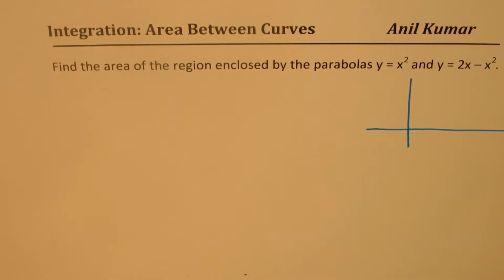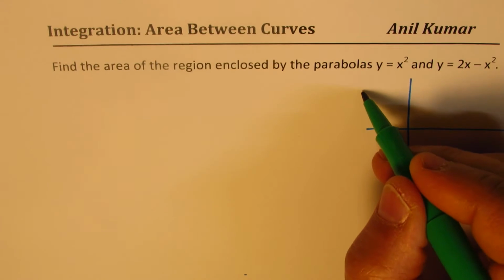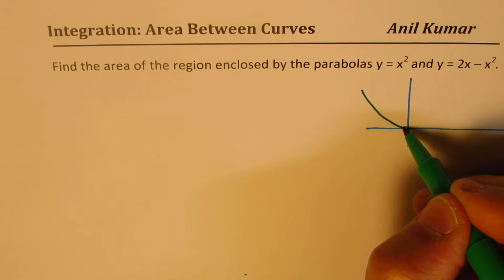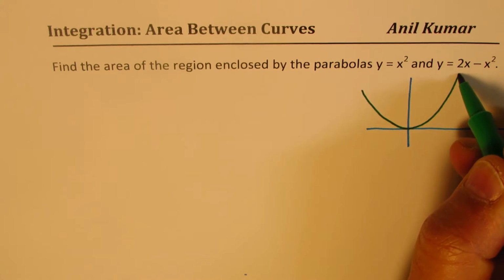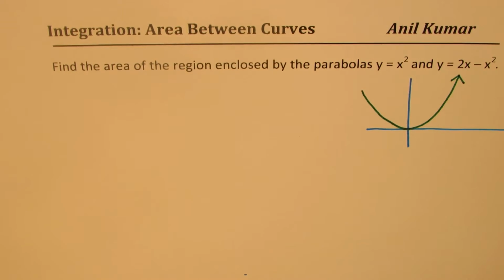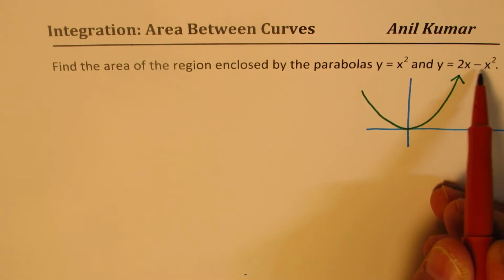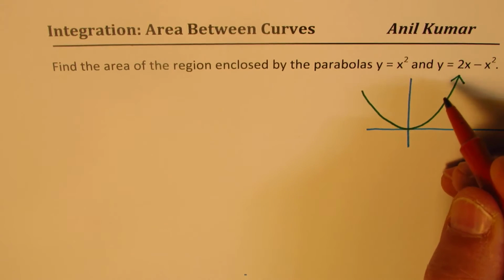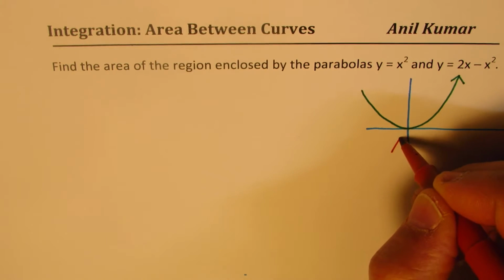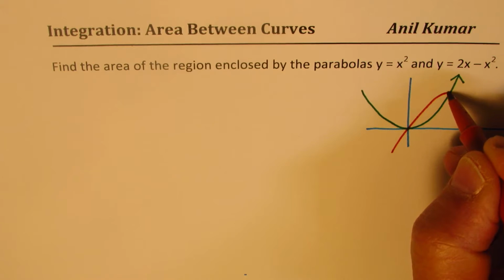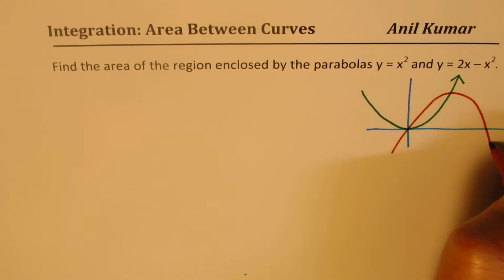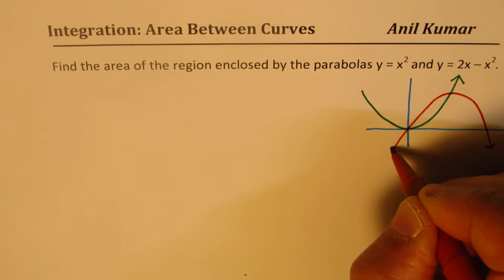y equals x square is a parabola which is opening upwards, vertex at the origin, right? And 2x minus x square, minus means it is moving down, one zero at 0, the other one at 2, right? So it is a parabola which opens downwards. So it will be kind of like this, right? We have just made a rough sketch here.